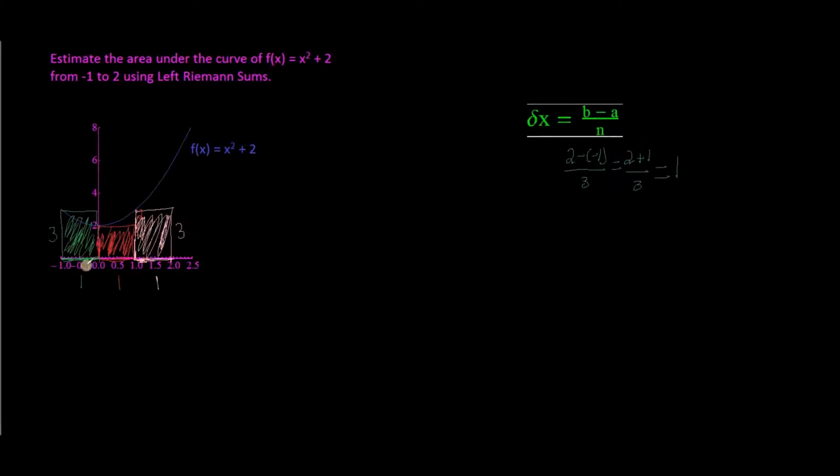Now, what we need to do is just add all of these up. And we have some very easy numbers here. So the area of this rectangle is just 3 times 1, or 3, plus the area of this rectangle is 2 times 1, or 2, plus the area of this rectangle is 3 times 1, or 3. So add all those up and we get 8. So that is our estimate using 3 rectangles of this area.